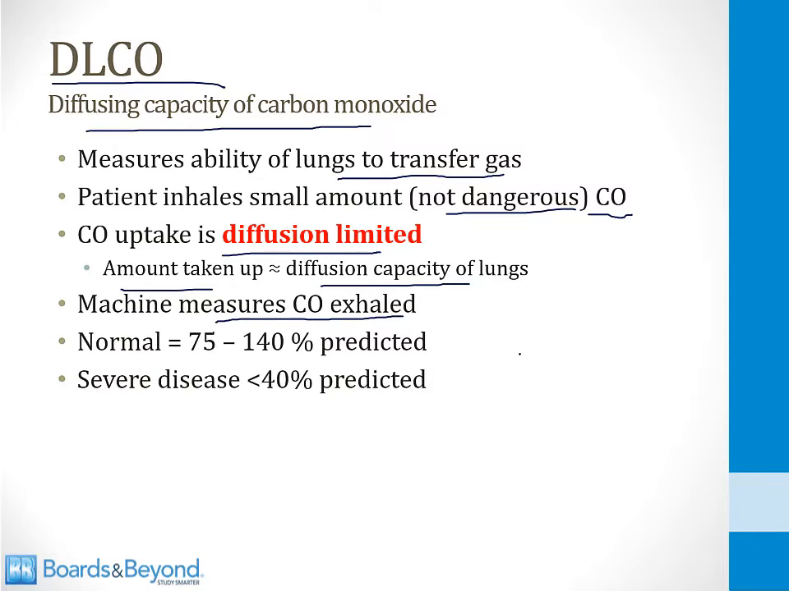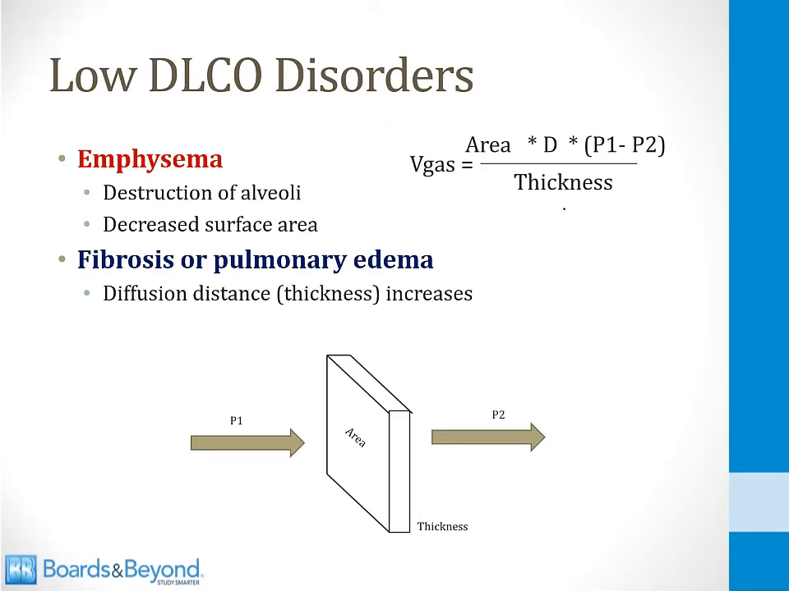Patients who have lung disease that results in a significant impairment of diffusion will not take up much carbon monoxide. On the other hand, healthy lungs will take up more carbon monoxide. There are normal amounts predicted for age and body size, and a normal result is about 75 to 140% of the predicted value. Patients who have severe forms of lung disease that impair diffusion can have values like less than 40% predicted.